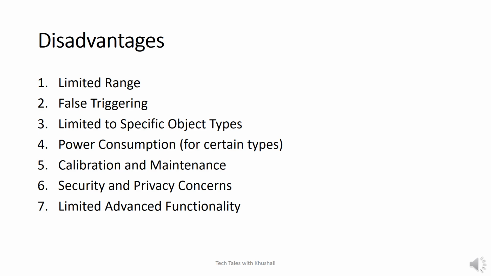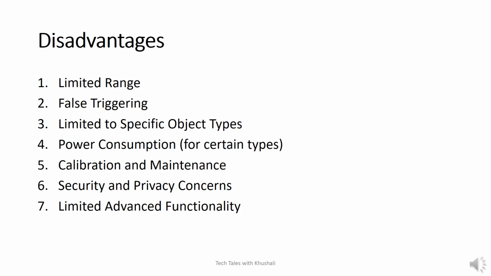The fifth disadvantage is calibration and maintenance. They may require periodic calibration to maintain accuracy, especially in industrial or challenging environments where the conditions change over time. And in harsh environments, sensors can degrade over time, requiring maintenance or replacement to ensure continued performance.